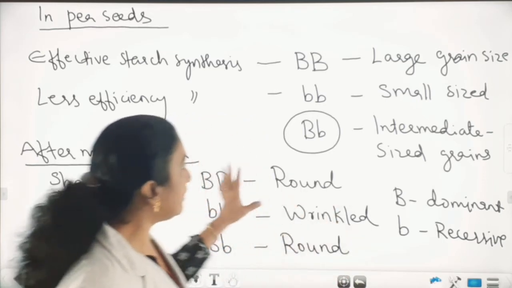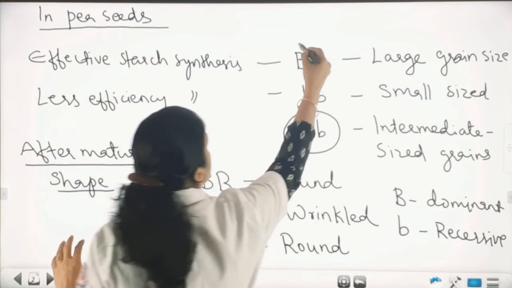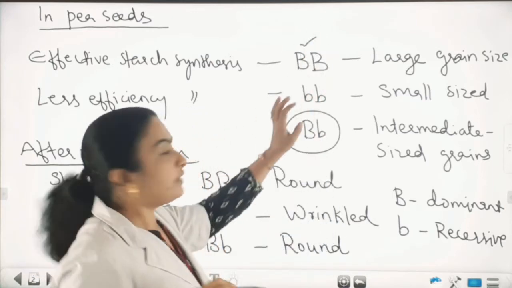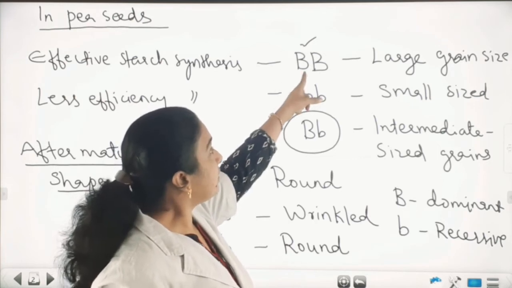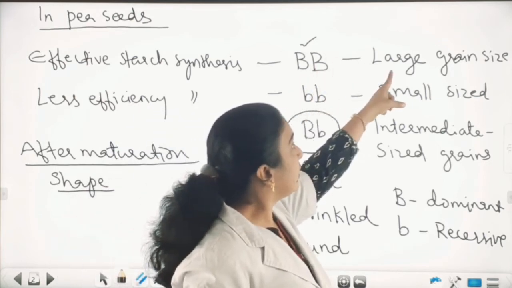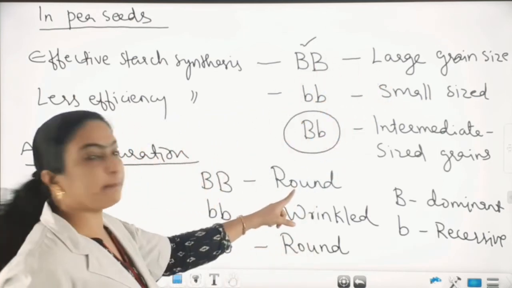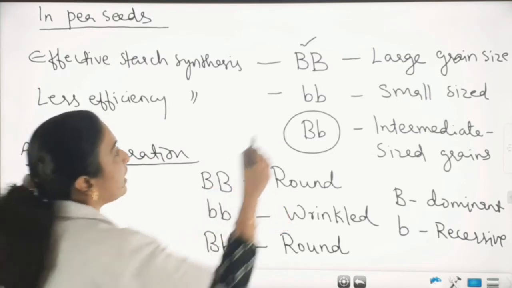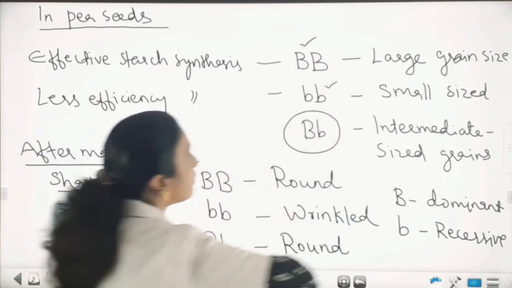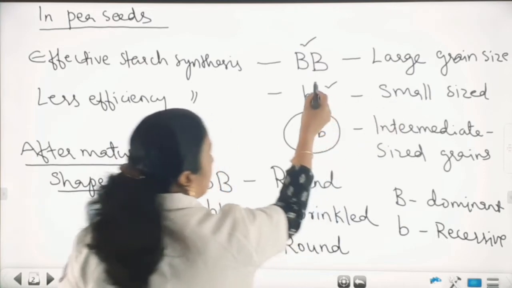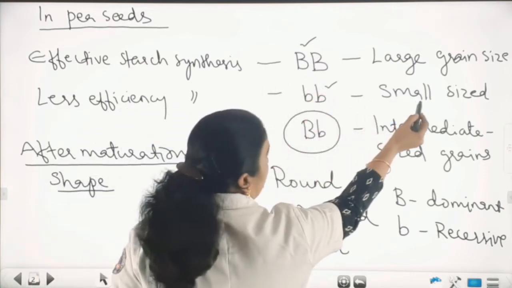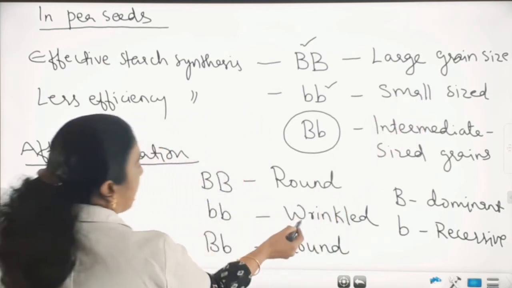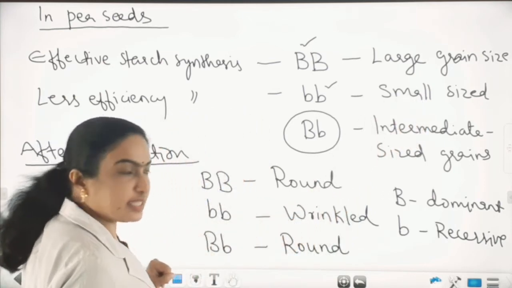Okay, so suppose this may be a single gene. If we are taking this as a single gene, it can control the size of the grain as well as the shape of the seed. If we are considering the small b as a single gene, it can control the size of the grain as well as the shape of the seed.